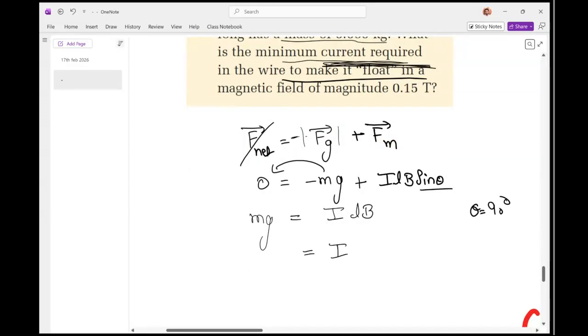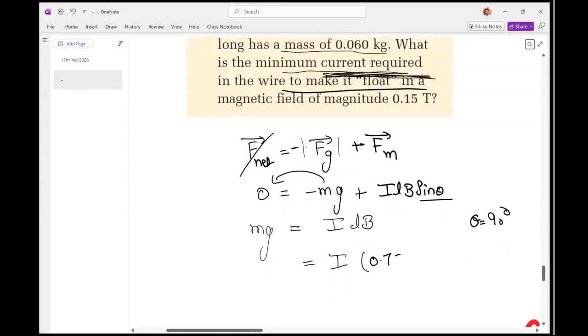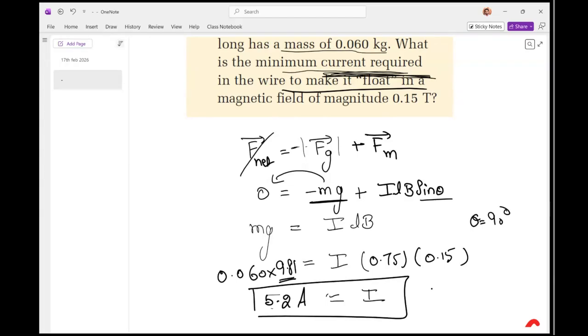So the I value is what we are looking for, and the length of the wire is 0.75, multiplied by 0.15 Tesla. Mass is 0.060 kg, multiplied by the g value, 9.81. Please make sure you don't start putting a negative here, because we've already accommodated the negative sign. Once you solve this, the current value will come out to be 5.2 ampere. The unit of current is always ampere.